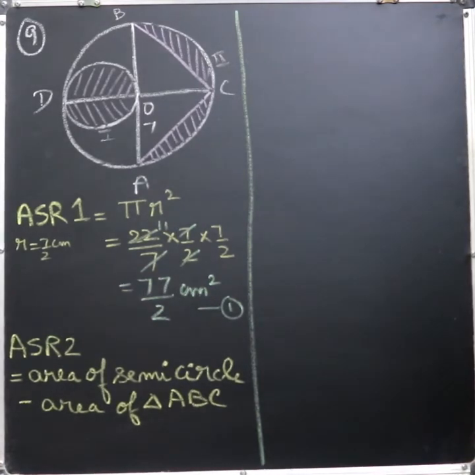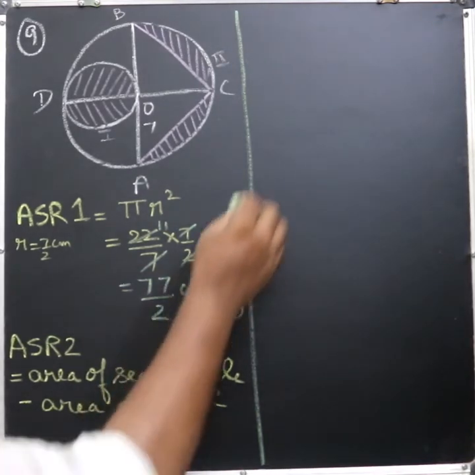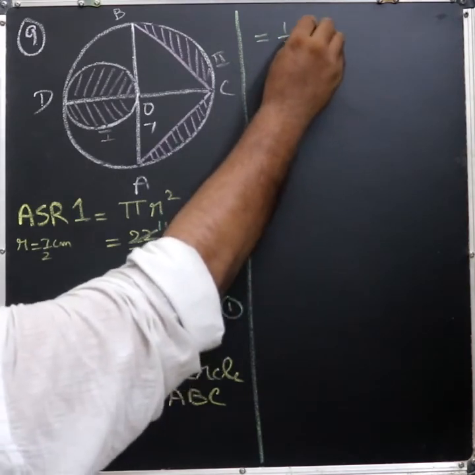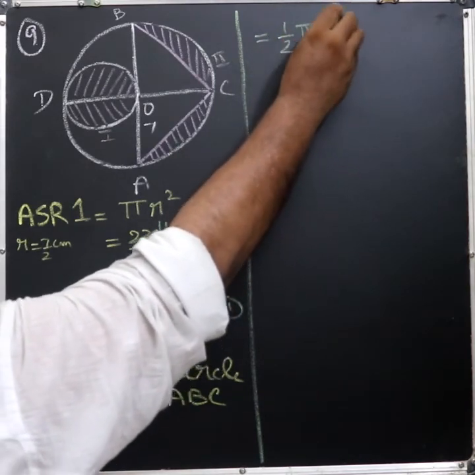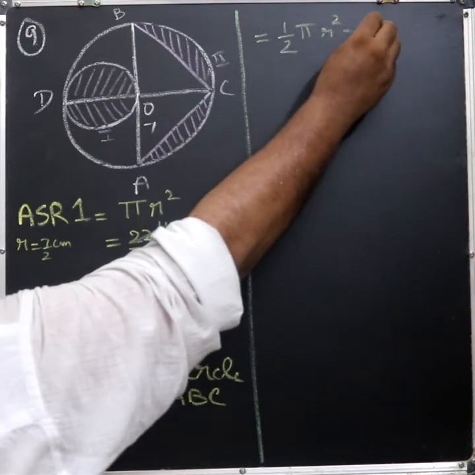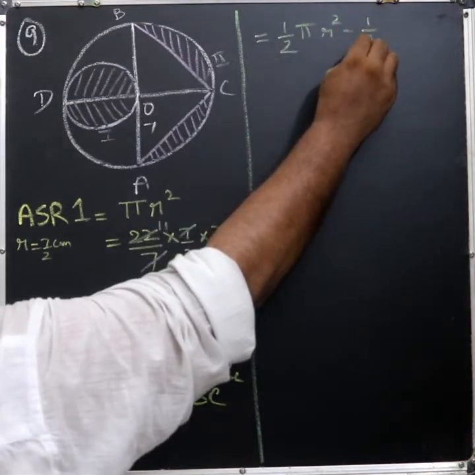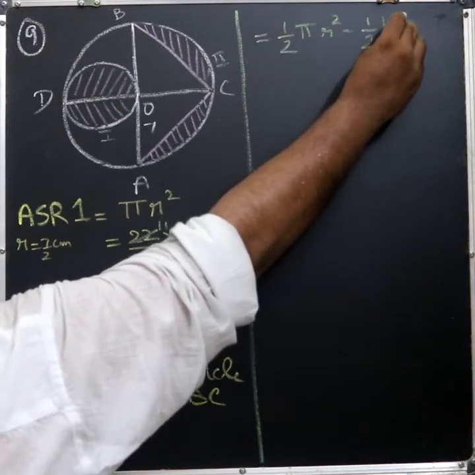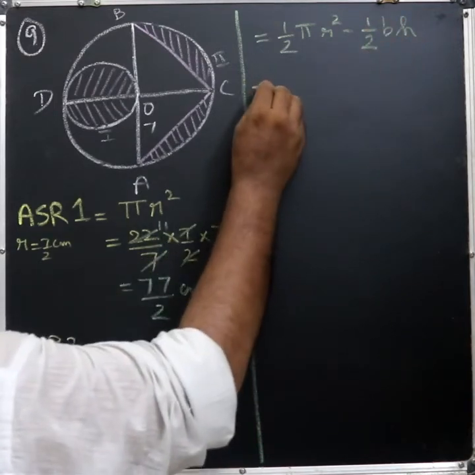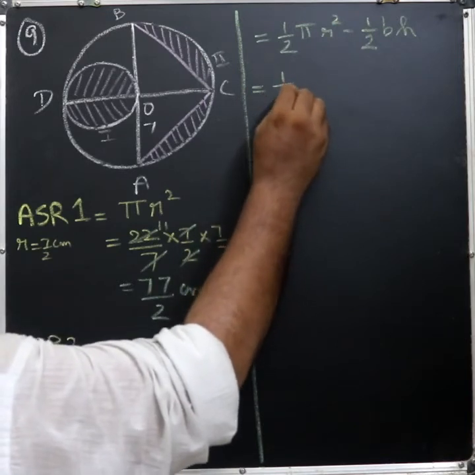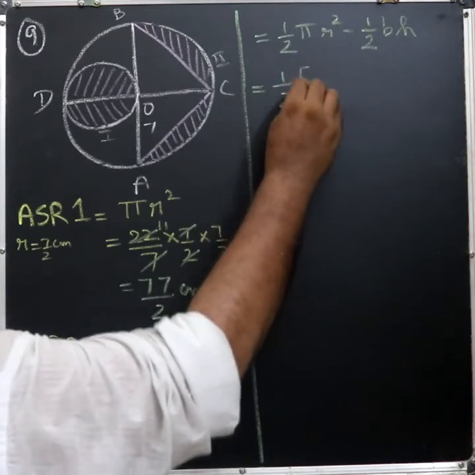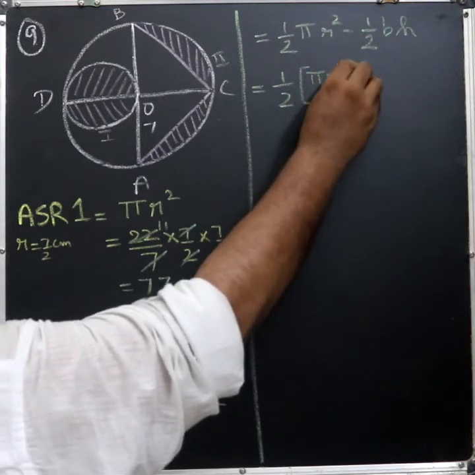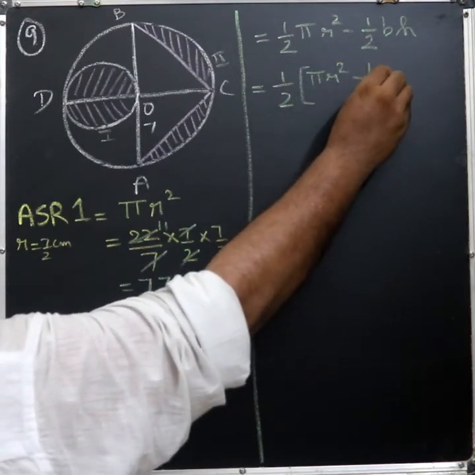Now the formula to find area of semicircle is half pi r square. From that you have to subtract the area of triangle, which is half into base into height. You can see that half is common there. You can pull out that half. So you are going to have half into pi r squared minus b h.